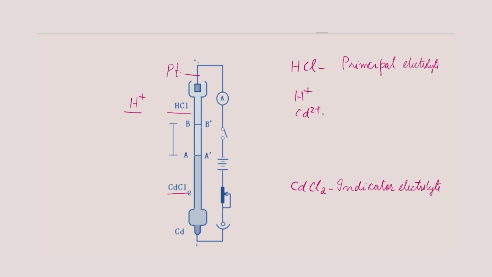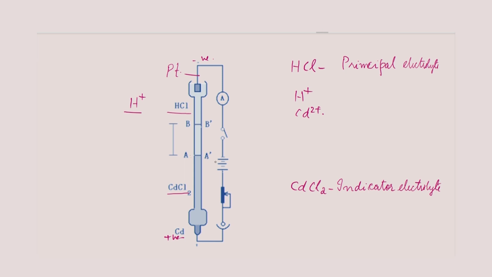Okay. Then this is the negative electrode and this is the positive electrode. In both cases, the chloride ions will be moving down towards the positive electrode. Now, what happens is, when we fill this tube first with cadmium chloride and then with HCl solution, the HCl solution floats over cadmium chloride because it is less dense, showing a sharp boundary which is denoted by AA'.